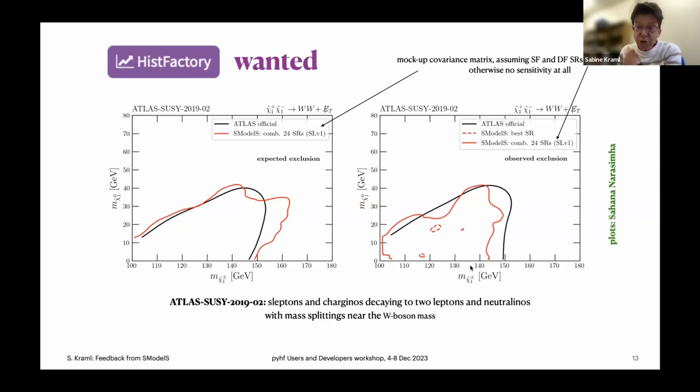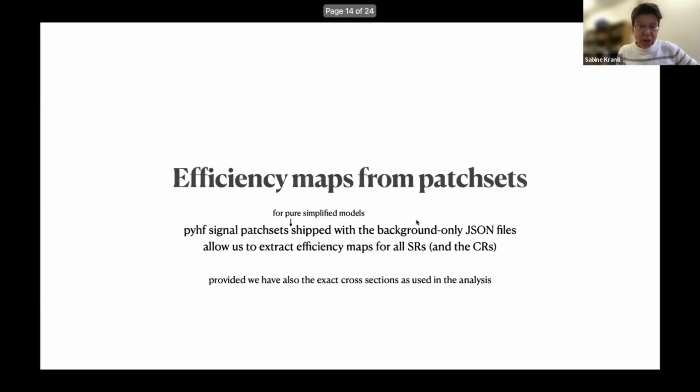So what we do in SModelS is to make a mock-up covariance matrix, assuming that different flavor and same flavor signal regions are uncorrelated. So we can combine them in a very naive approach. With this, we can kind of reproduce the official ATLAS limit, but to have the full model would really be much better. That's a plea for more information from this analysis. Okay, so I'm about out of time.